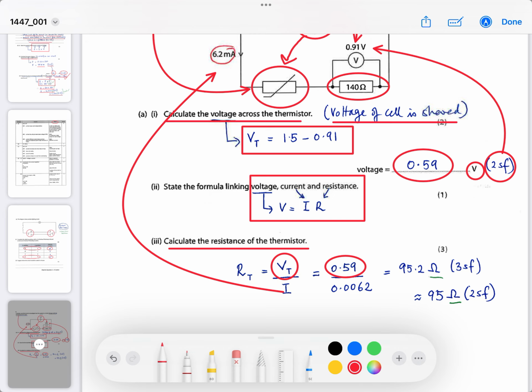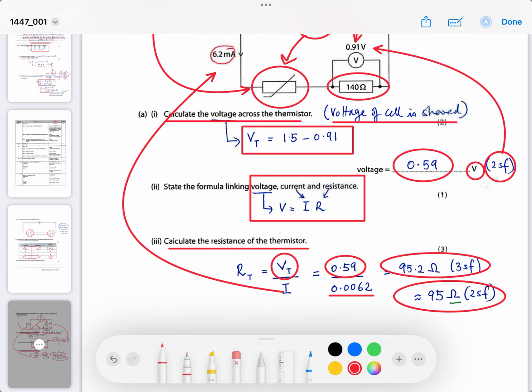The current is 6.2 milliamps. 6.2 milliamps means 6.2 times 10 to the minus 3, or 0.0062 amps. They will always give you these prefixes, and you need to know what milli means, what micro means, what kilo means, what mega means, and so on. Make sure you know them before your GCSE. If you do it to 3 significant figures, you'll get 95.2 ohms. And if you do it to 2 significant figures, you can round it up to 95 ohms.